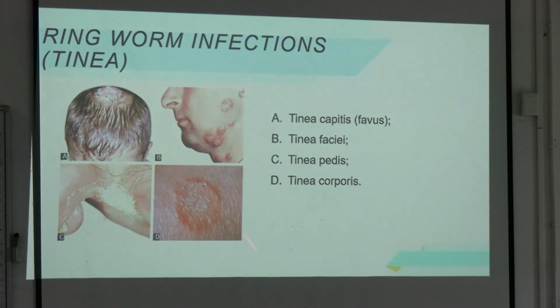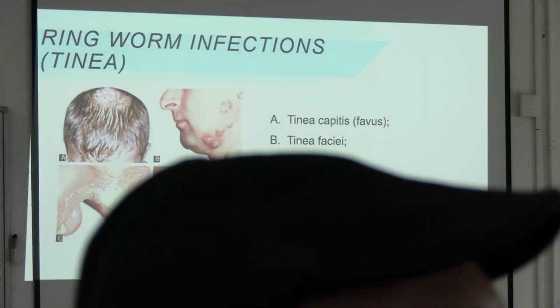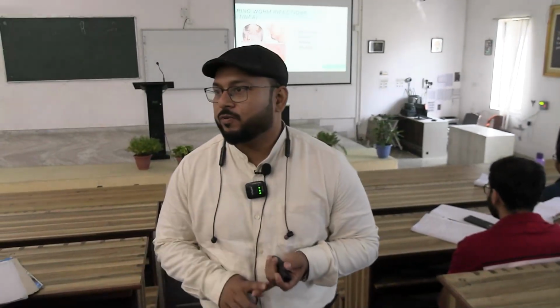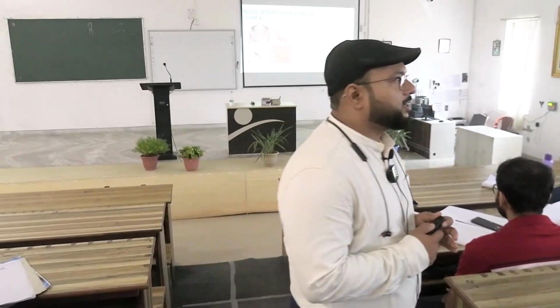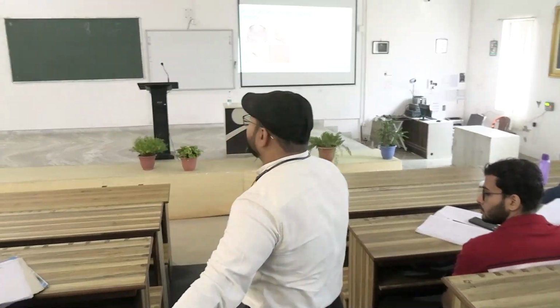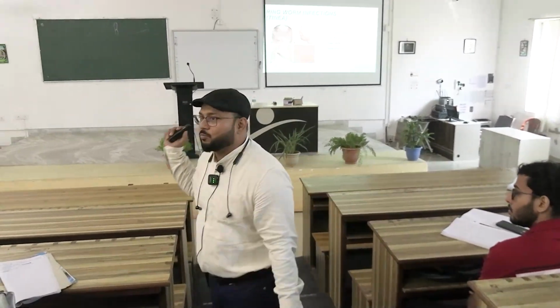And what are the causative agents? 3 causative agents. What are the 3 names? Trichophyton, Microsporum and Epidermophyton. That's it. Okay, clear to everyone? So tinea is important. Tinea infection, or called dermatophytosis. We can classify based on parts of the body infected and the causative agents are the 3.